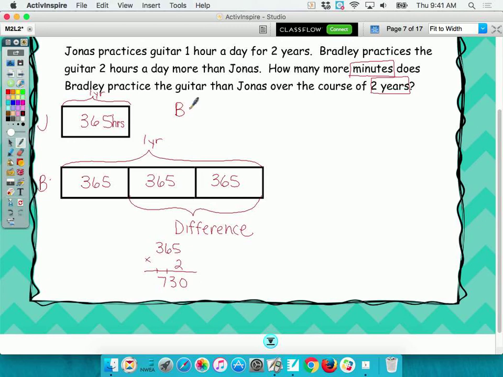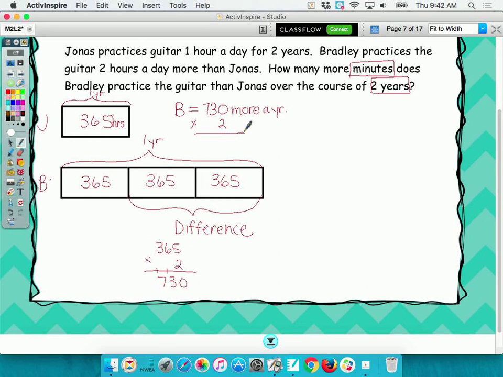Bradley practices 730 hours more a year. But that doesn't answer my question, not even close. It's minutes. Well, first of all, do you think we should do times 2 to get 2 years? Or do you want to save that to the end? Save that to the end. Well, there's really no right way to do it. How about we just take the answer and multiply that by 2? So 730 times 2 would give us 2 years, right?